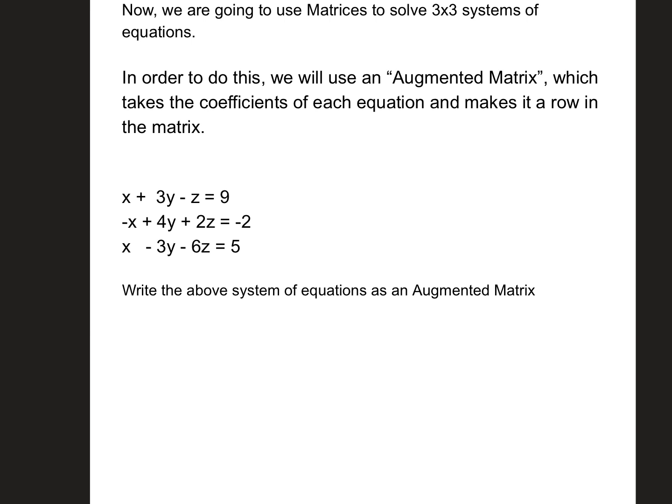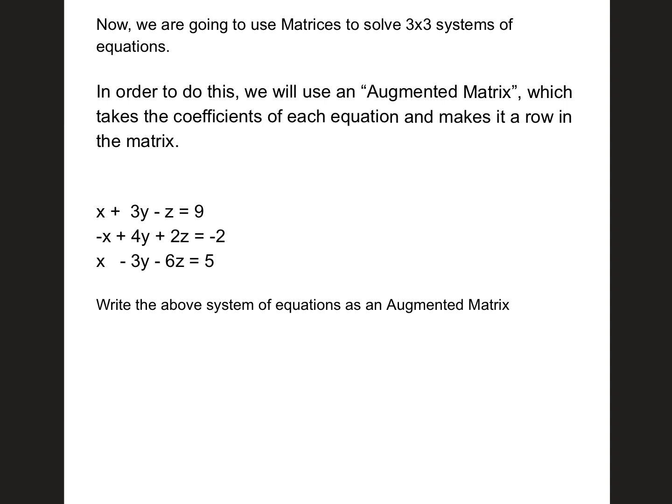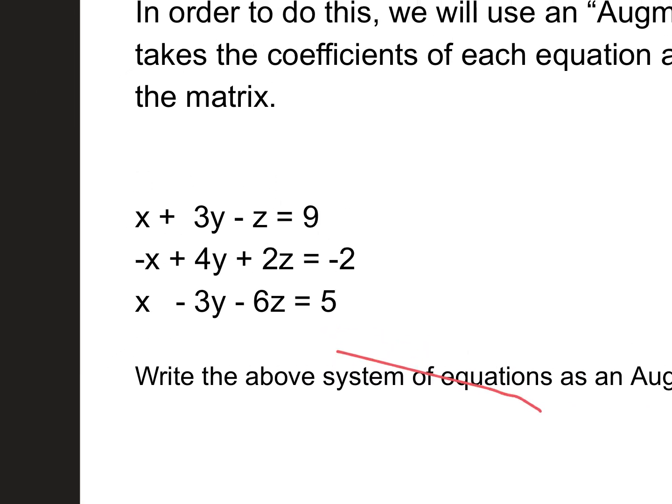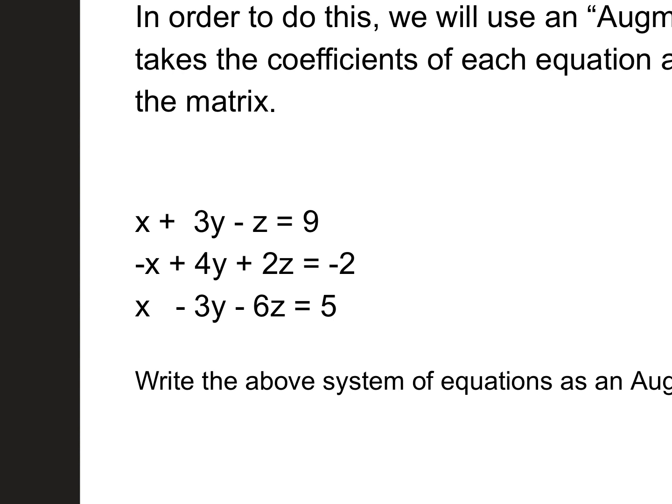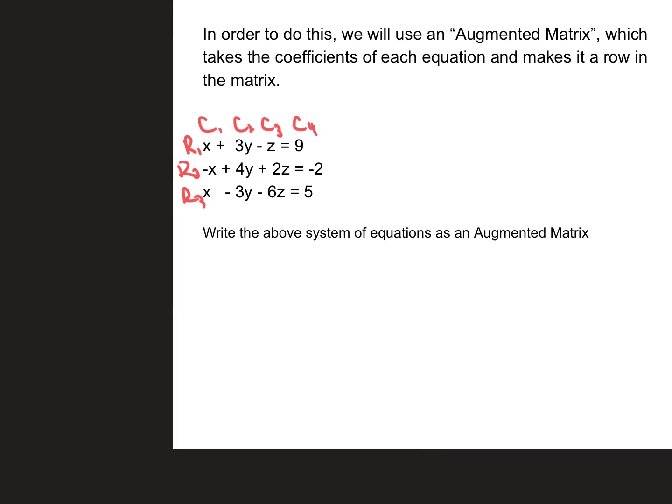Basically that just takes the coefficients of each equation and makes it a row in the matrix. So we've got this system here. Here would be our row 1, row 2, row 3, and across the top we'd have column 1, column 2, column 3, and column 4. We're going to have 3 rows and 4 columns.